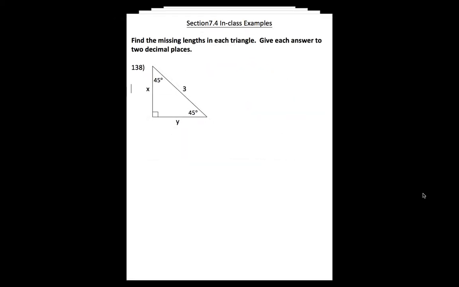So the next thing is I would like for you in your notes to practice an example of a 45-45-90 triangle. And what I want you to do is to find the missing lengths in each triangle and give your answer to 2 decimal points. You can use your calculator to find the actual answer and round it to 2 decimal points, but you should use the key relationship discussed earlier about 45-45-90 triangles to set up an equation to solve for both x and y. At this time, you should pause the video and work on question number 138 in your notes.